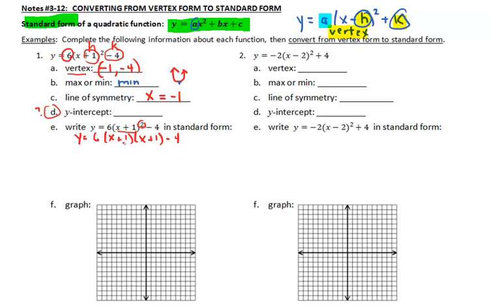So I'm going to multiply x plus 1 times x plus 1. You could do it using your box if you want to.